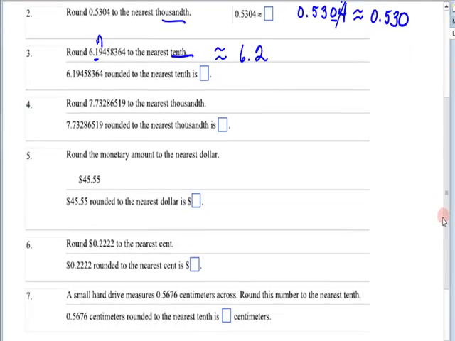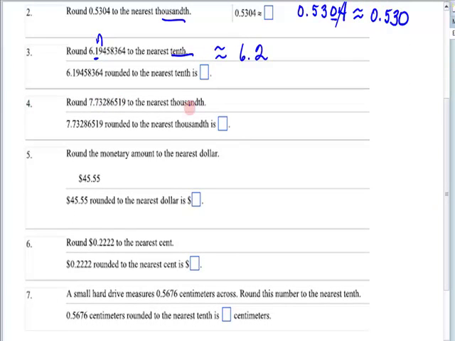All right, number 4. Once again, I'm not going to recopy it, but it says to round to the nearest thousandth. Let me underline the thousandths place. Tenths, hundredths, thousandths is the 2. What does the 8 tell me to do? The 8 tells me to round up, so this is approximately 7.73. I will round that up to a 3. The last digit I have written is in the thousandths place.